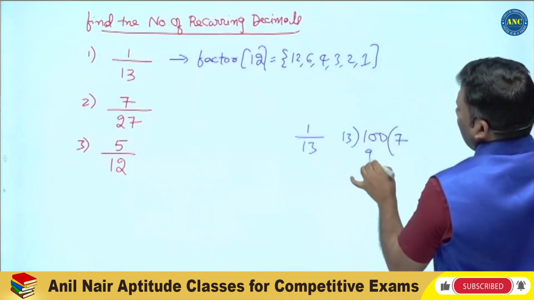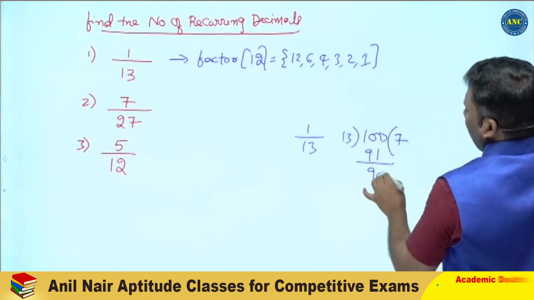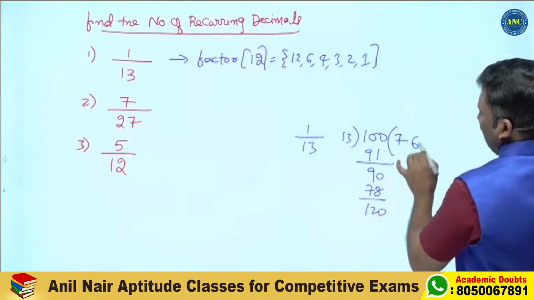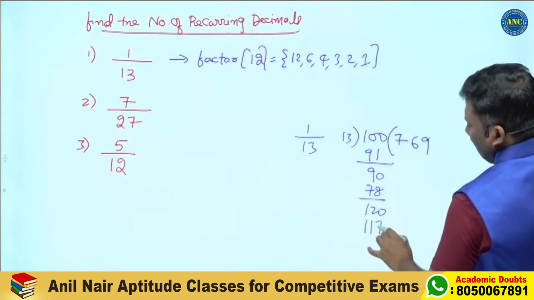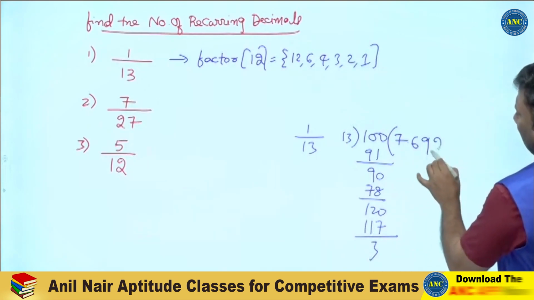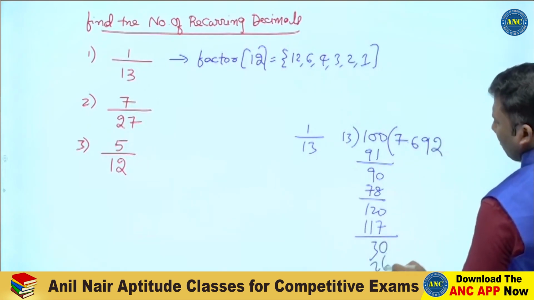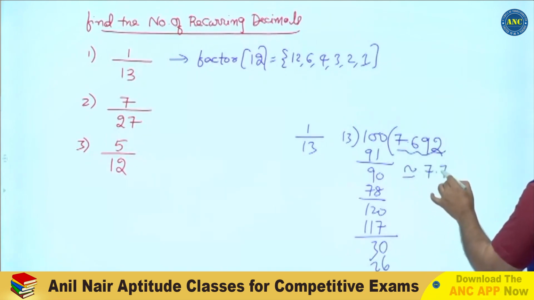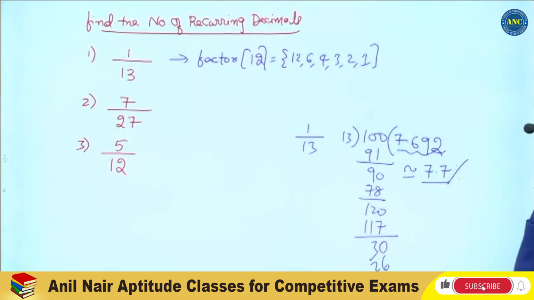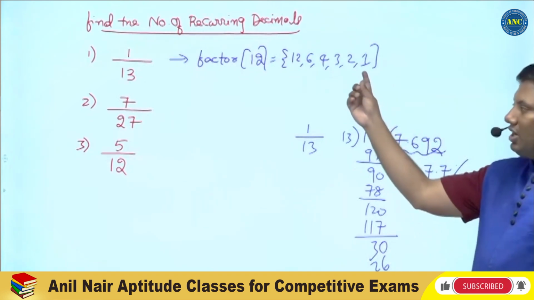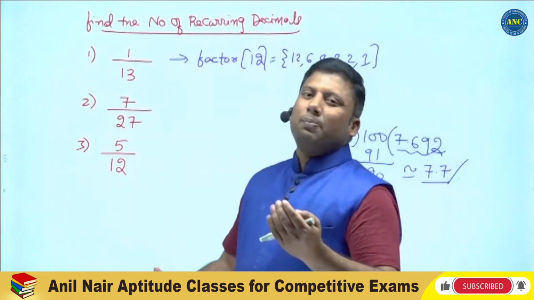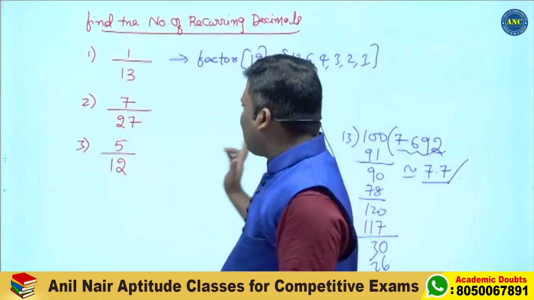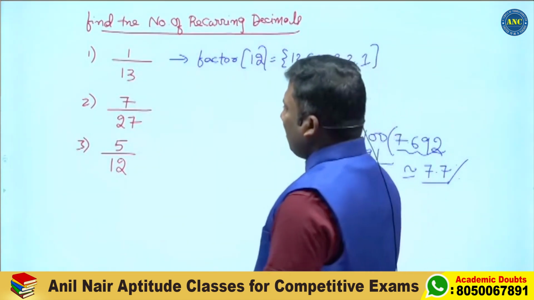13 sevens are 91, remainder 9, dot 90. 13 sixes are 78, again 12. 13 nines are 117, it is 30, again it is 2. 13 twos are 26. So if I make it closest, 7.7%. I am getting 2 digits repeated. 7.692, it can be. All are closest. It is not exact. So the number of digits will be 7.7.